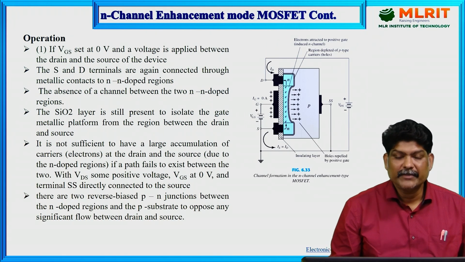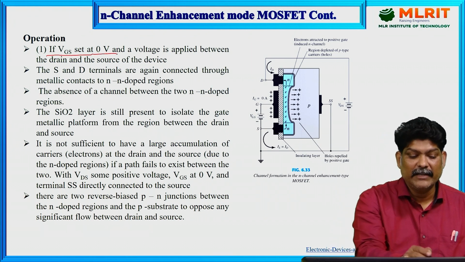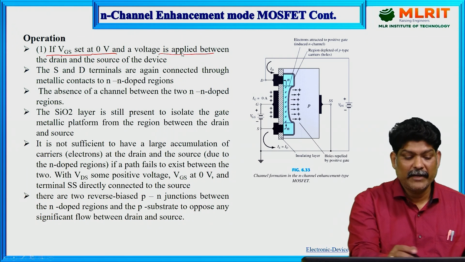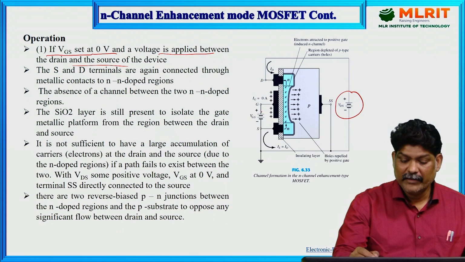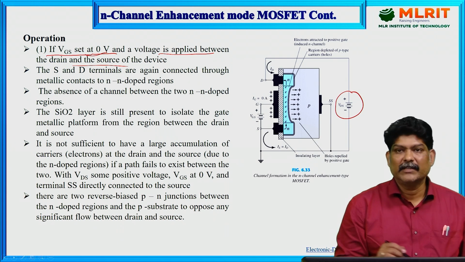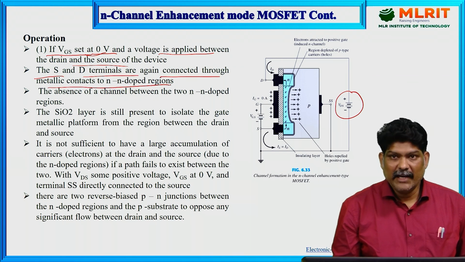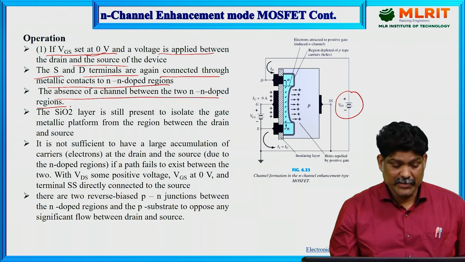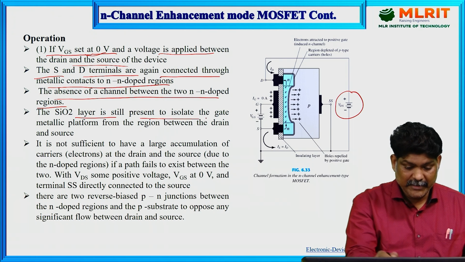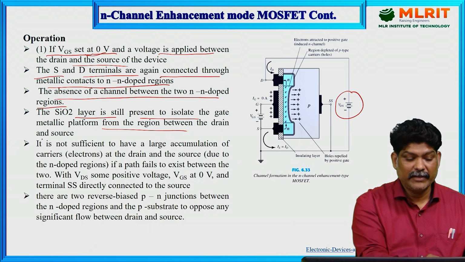Coming to the operation of the N-channel enhancement mode MOSFET. Suppose VGS is set to 0 volts and a voltage is applied between drain and source; that is, we are giving a drain to source voltage and some VGS. VGS is first initially set to 0 volts. In such a case, the source and drain terminals are connected through metallic contacts to N-doped regions, with an absence of channel between the two N-doped regions. The SiO2 layer is still present to isolate the gate metallic platform from the region between the drain and source.